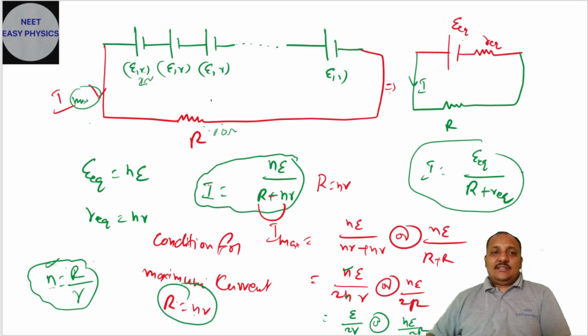So try to practice wrongly connected cells and N identical cells in series to an external resistance capital R.